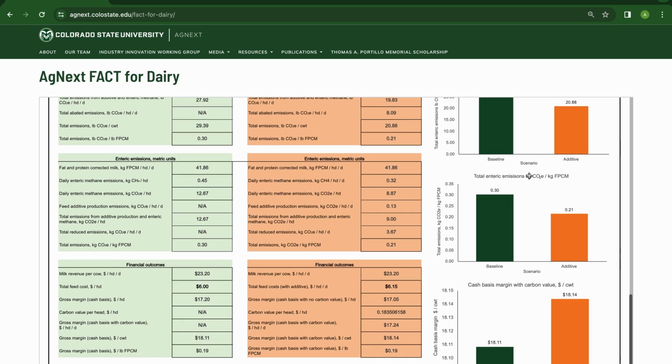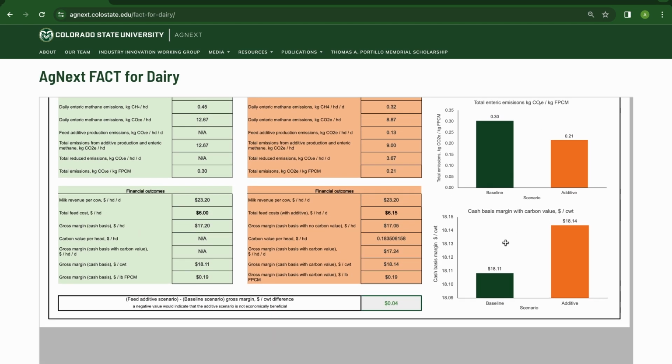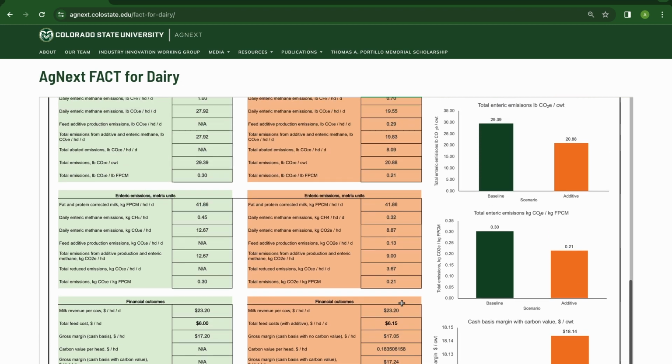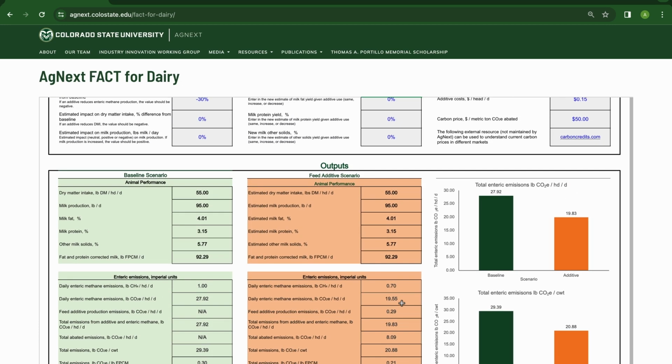As we keep scrolling down, another important part is basically our income over feed costs in the two different scenarios. So in this case, you'll see that our baseline had an income over feed costs of $18.11, and the additive scenario, $18.14. This is highlighted in this bottom line at the bottom in terms of a 4 cents per hundredweight difference. And this highlights in this particular scenario, given all the inputs that we entered, that we would have a net positive return of 4 cents per hundredweight, given the carbon price, the feed additive price, and the reduction that we received. Again, that's a quick overview of the AgNext FACT for dairy.